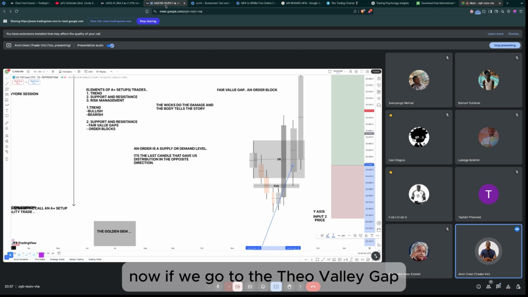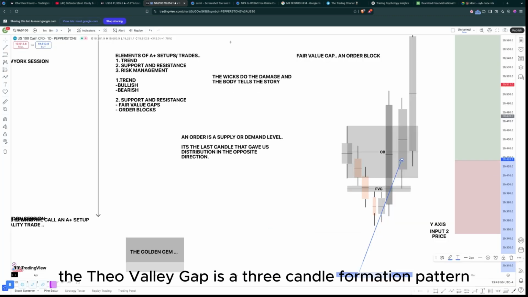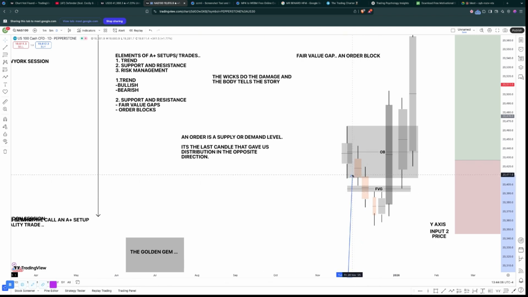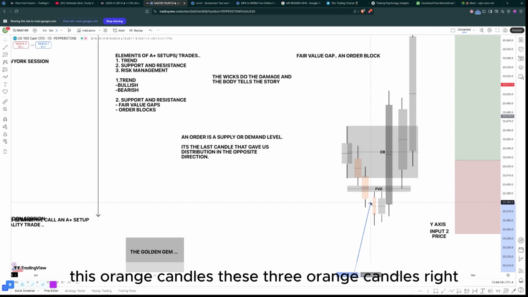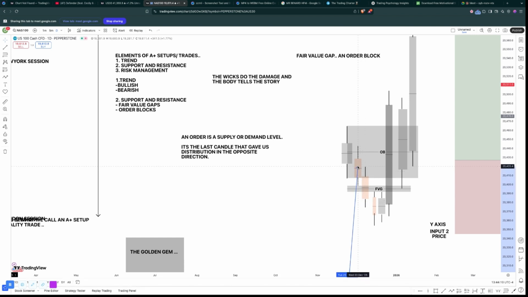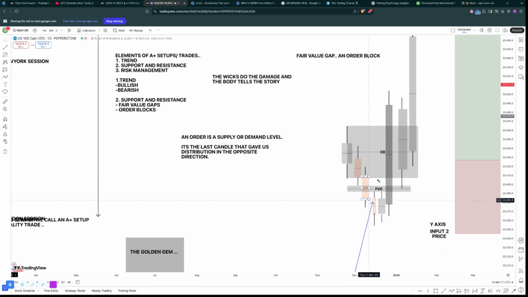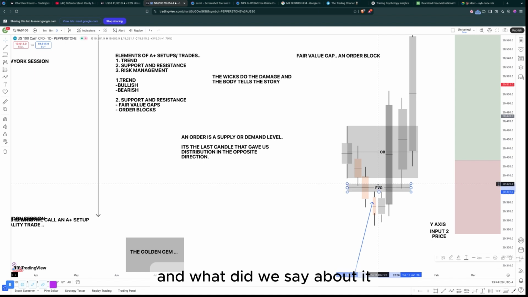Alright, so now that is the order block. Then now if we go to the fair value gap, I say that the fair value gap is a 3 candle formation pattern. That we are going to look at now these 3 candles here. These orange candles, these 3 orange candles, right? Are the ones we are going to look at. This is the first candle, this is the second candle, and this is the third candle. And what did we say about them?